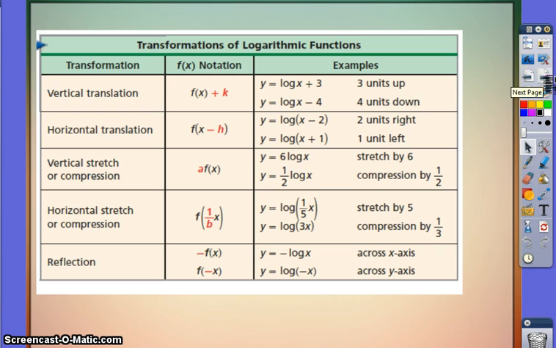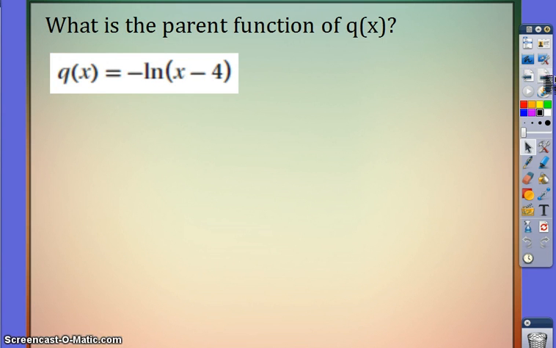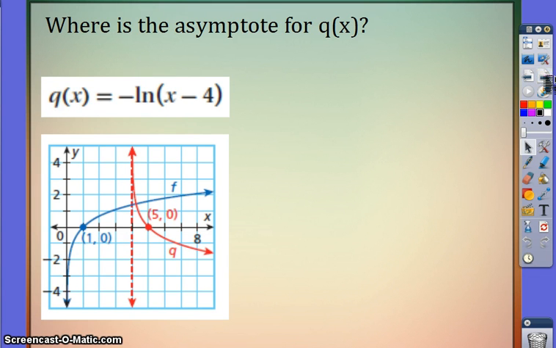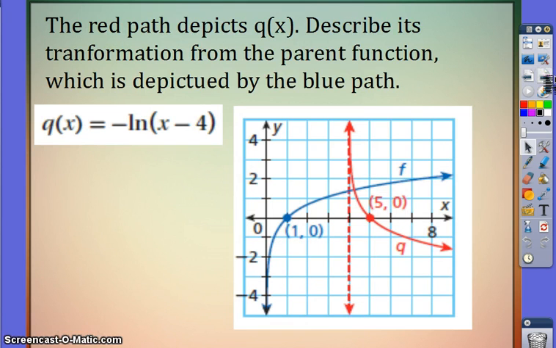But before we close, let's go ahead and do a couple questions. Here's one. And here's another one. And the last one.